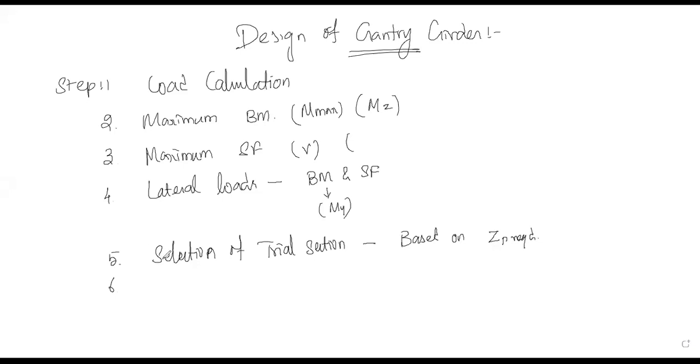So fifth step, we are going to have that selection of trial section, which is based on our ZP requirement. Okay. So we have to choose one I section and one channel section. Okay, then sixth step is moment of inertia of gantry girder. So this section is going to be used as a gantry girder. Okay, so moment of inertia of gantry girder.